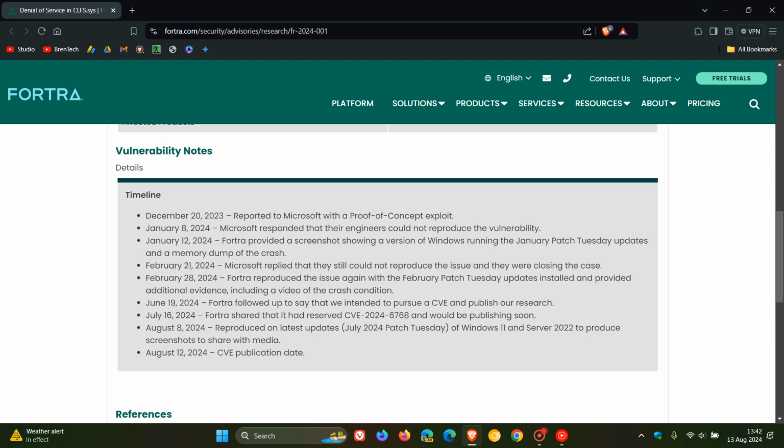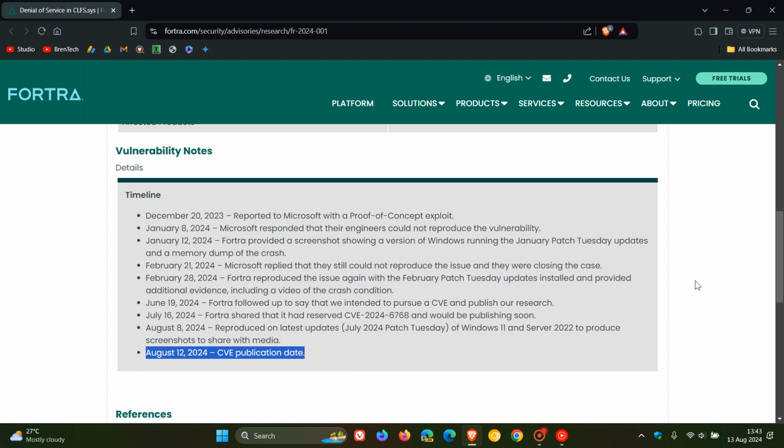And then here we can see a bit of progress on the timeline. As mentioned, on August the 12th, Fortra published the CVE publication that they had reproduced the issue on the latest updates. So basically, at the end of the day, what this means now is that Microsoft will have to patch this issue.